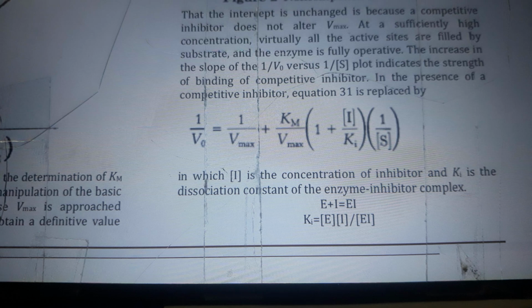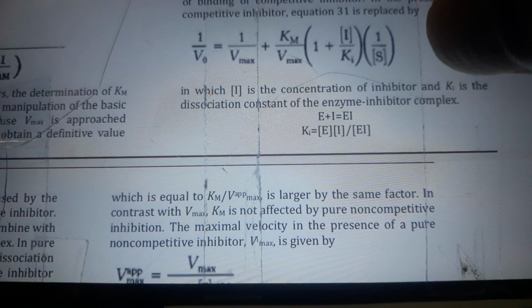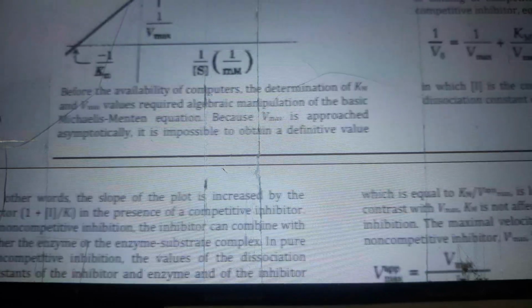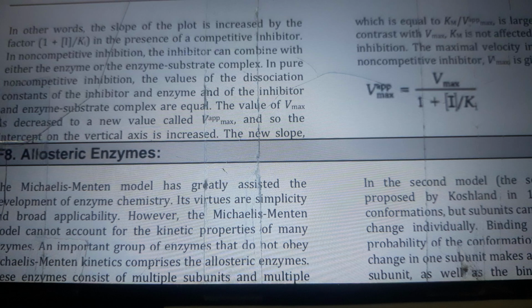In the presence of a competitive inhibitor, equation 31 is replaced by 1 by V0 is equal to 1 by Vmax plus Km by Vmax into 1 plus I by KI into 1 by S, in which I is the concentration of inhibitor and KI is the dissociation constant of the enzyme-inhibitor complex, where E plus I is equal to EI, and KI is equal to E into I by EI.